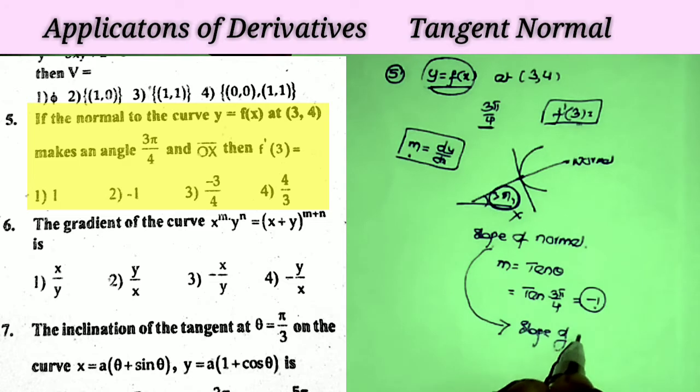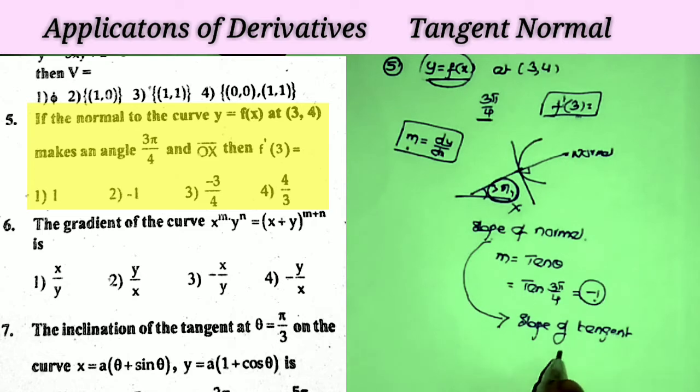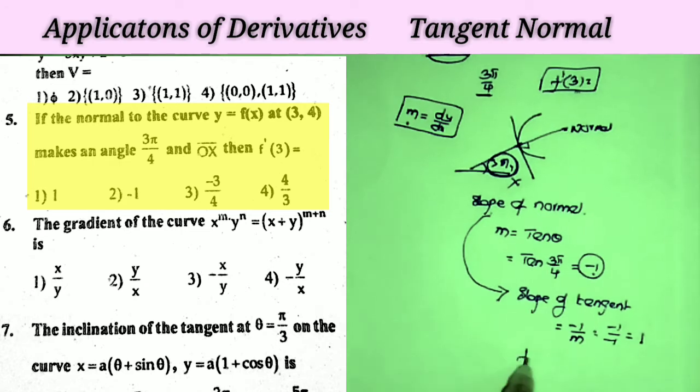Already we know that tangent and normal are perpendicular to each other. See the diagram once here. These two lines are perpendicular to each other. That is, slope of the tangent is equal to minus 1 by m. That is, minus 1 by minus 1 is equal to 1. That is, slope of the tangent is equal to 1, which means f dash of 3 is equal to 1. What is f dash of 3 here? Derivative at the point. Derivative is nothing but the slope of the tangent. Okay. Answer is equal to 1. That is the first option.